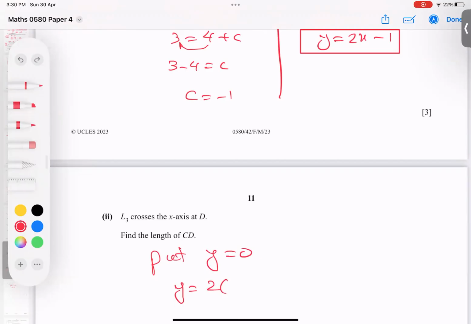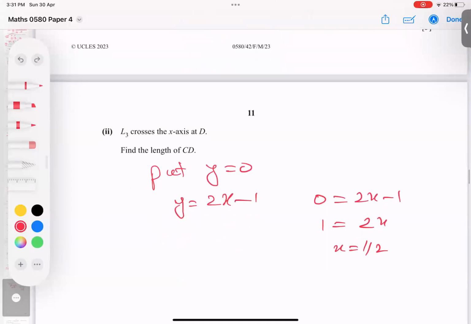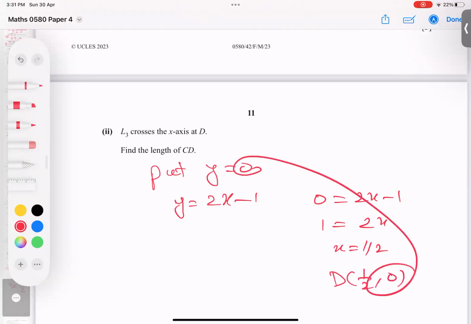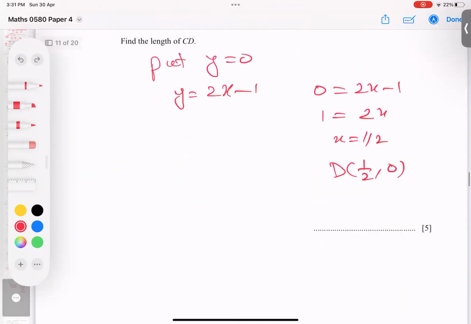Wait a minute. y equals 2x minus 1. When I put 0 here, 1 goes there, and x becomes half. It means, and what is it asking for? The length of CD, C and D. So the D point turns out to be very simple: x is half and y is 0. You see, y is 0, x is half. Okay, and what is the C point, students? The C point is (2, 3).